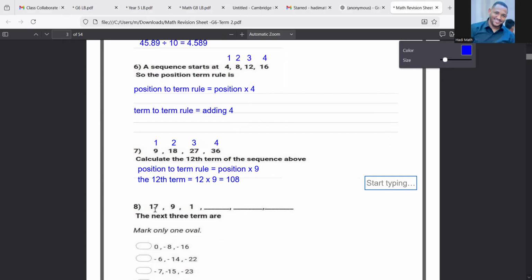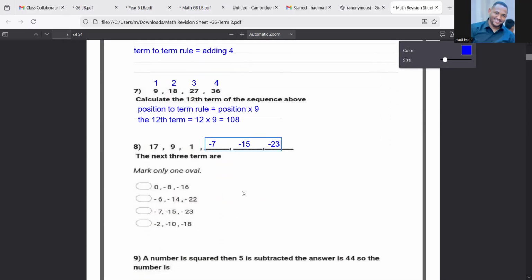Question number 8. They say 17, 9, 1. See what we do every time to get to the next term. 17, to get to 9, you subtract 8. 9, to get to 1, you subtract 8. So you need to subtract 8 again. 1 minus 8 is equal to negative 7. Negative 7 minus 8 is equal to negative 15. Negative 15 minus 8 is equal to negative 23. So from your answers, check which one you want. You will find clearly that this is your correct answer, option number 3.